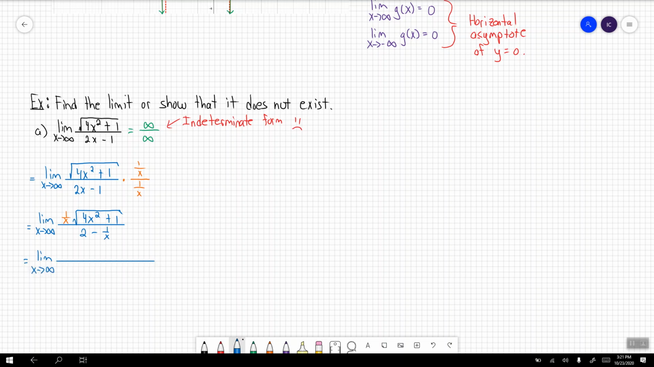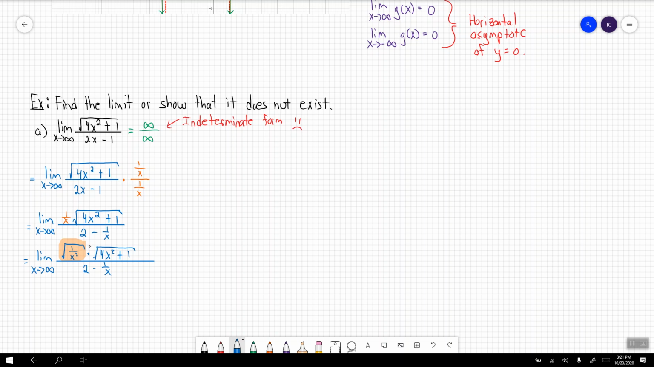So the numerator, 1 over x, can be interpreted as the square root of 1 over x squared multiplied by 4x squared plus 1. The denominator is still 2 minus 1 over x. Now check out what happened with that numerator. That 1 over x is this exact same function here. So all I did was manipulate that function for 1 over x in terms of its square root portion.